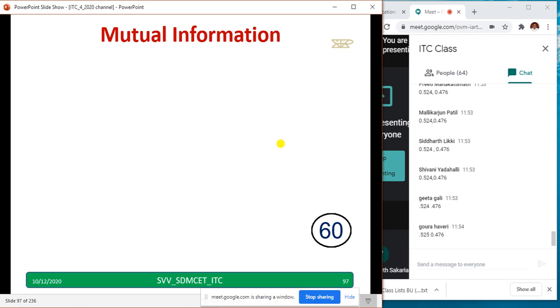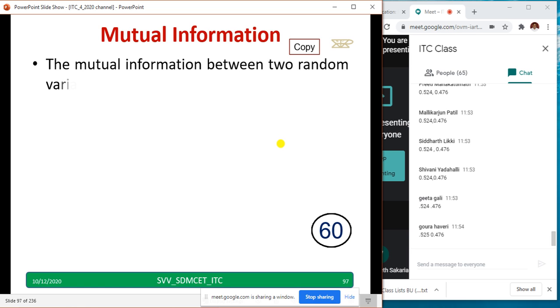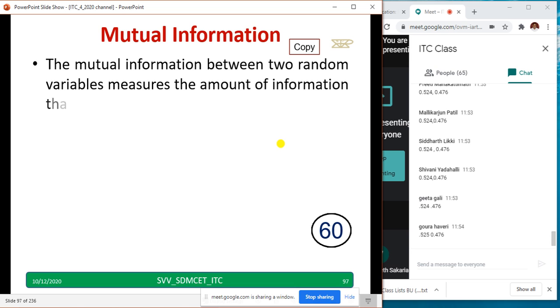Mutual information, a little theory is there, a few slides. I think we can just read it. The mutual information means what? The mutual information between two random variables measures the amount of information that one conveys about the other. If you want, you can copy down also. Another few points are there.